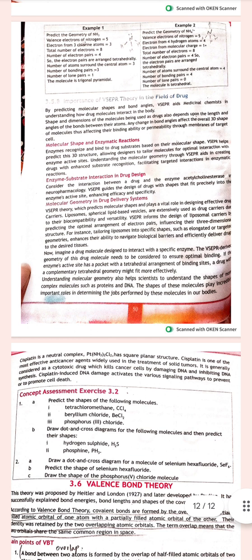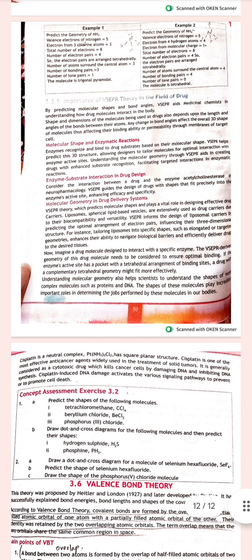Number of atoms surrounding the central atom is 3. Number of bonding pairs is 3 and number of lone pairs is 1. So this molecule is trigonal pyramidal. Now example 2, the geometry of NH4+. Valence electrons of nitrogen 5, electrons from 4 hydrogens 4, charge is 1 plus. Total number of electrons 8, so pairs are 4. We have to arrange them tetrahedrally. Because 4 atoms are surrounding the central atom, there is no lone pair, so the geometry will be tetrahedral.